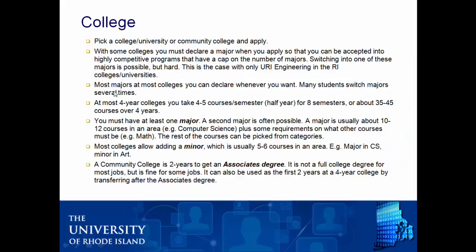The first thing you have to do is pick a college or university or a community college to apply to. Most colleges and universities these days have a computer science major or minor or some kind of program. So take a look at colleges you like and see if they have a program like that. Computer science is becoming a very popular major, so at some colleges it's important to declare the major when you put in your college application so that you can get a spot in the major.